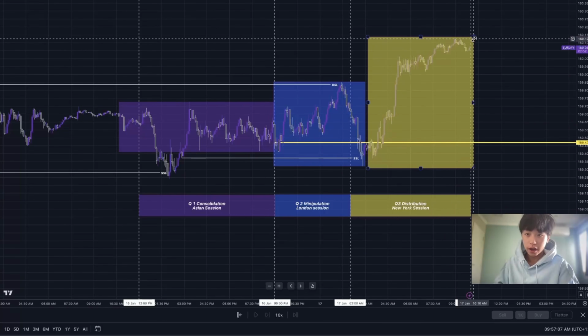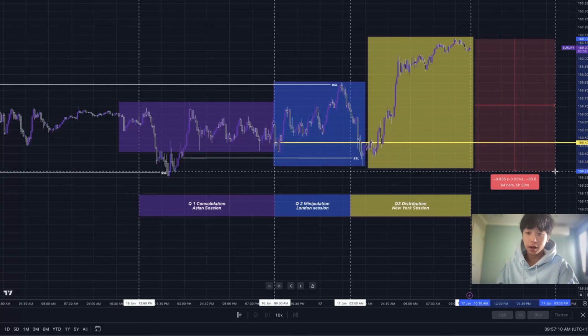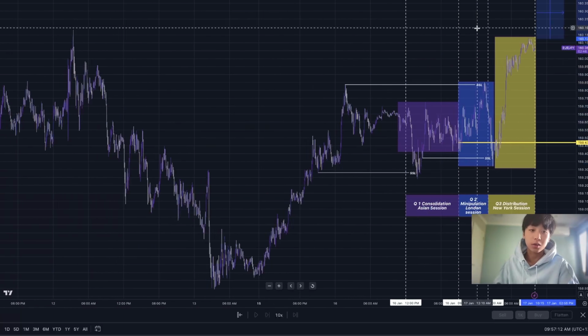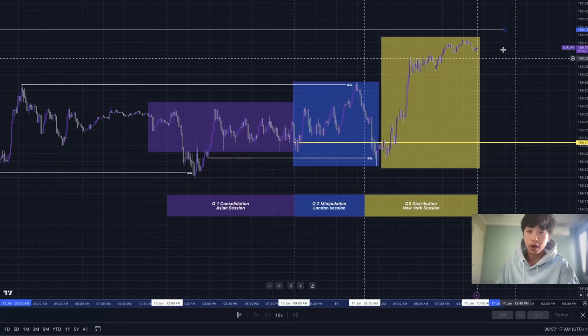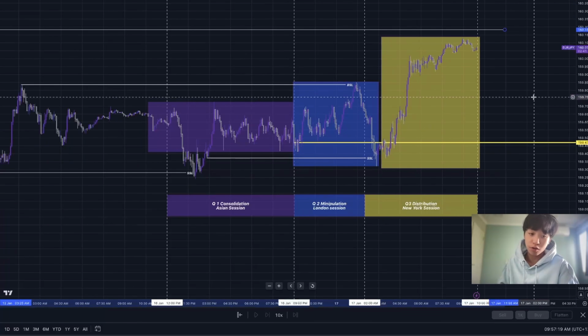Now, this is live market. I expect price to be reversing back down or continuing higher. I think most likely they are going to be targeting this level of buy side liquidity, so I expect it to continue a bit higher and then maybe reverse.